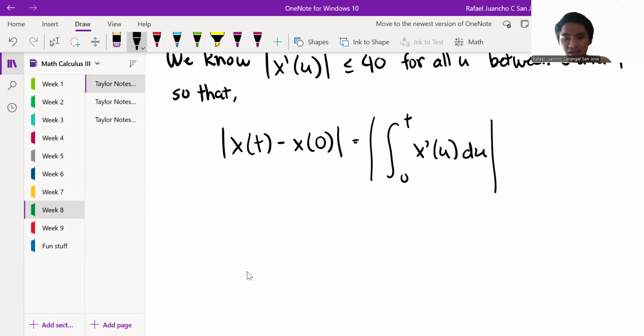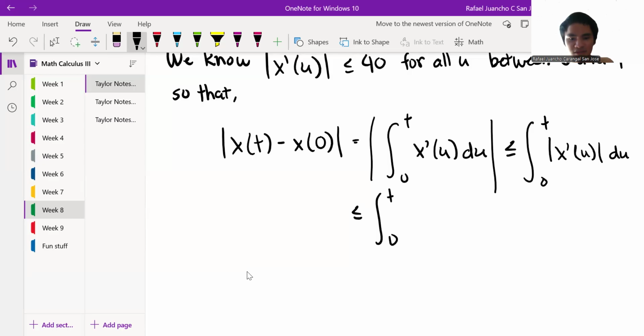Which is less than or equal to the absolute value of this thing. Which again is less than, from 0 to t, 40. And if we can integrate that, that's 40t.